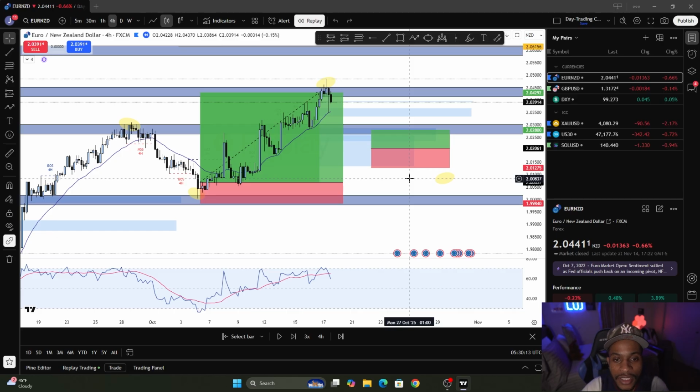So I use 4 hour structure, but when price corrects at these fair value gaps, I then go down to a lower time frame to see if buyers step in. So if we're bullish on the 4 hour, at any given fair value gap, I want to see buyers stepping in. Sometimes, like you've seen, a fair value gap will not always hold. That's why it's very important to use proper risk management and don't overtrade.